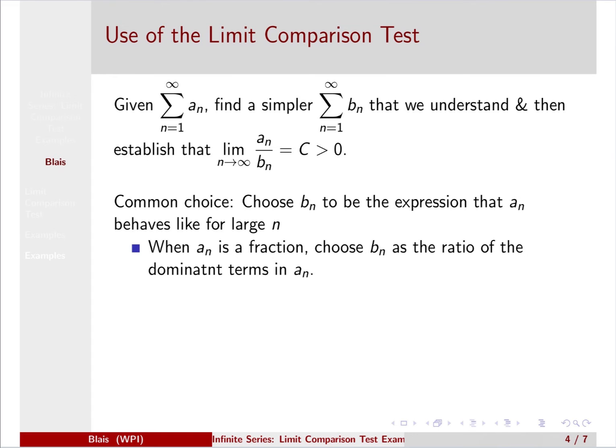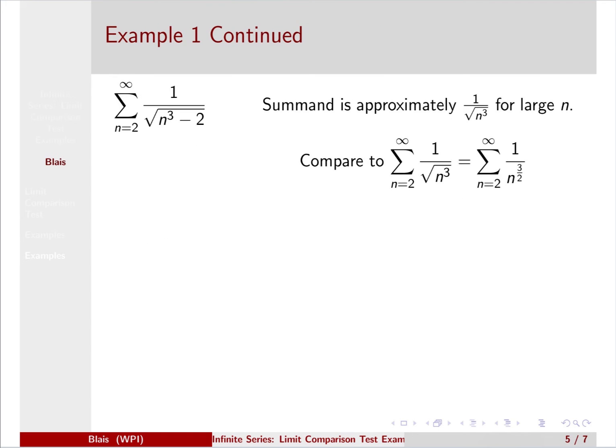So to come back to example 1, we noted that this sum, for n large, was about 1 over root n cubed, and that approximation gets better and better as n goes to infinity. So we'll now use that as comparison. And to set up for the limit comparison test, we will say that these terms in our given sum are our a sub n's, and these terms will be our b sub n.